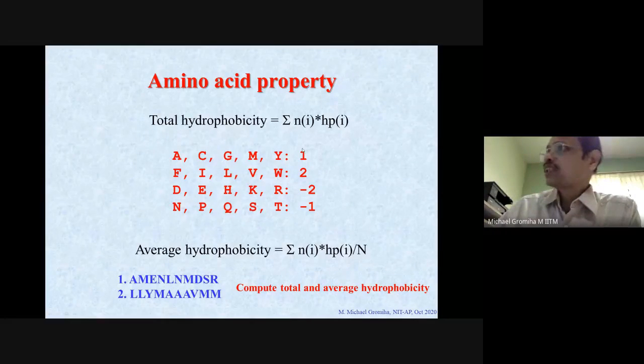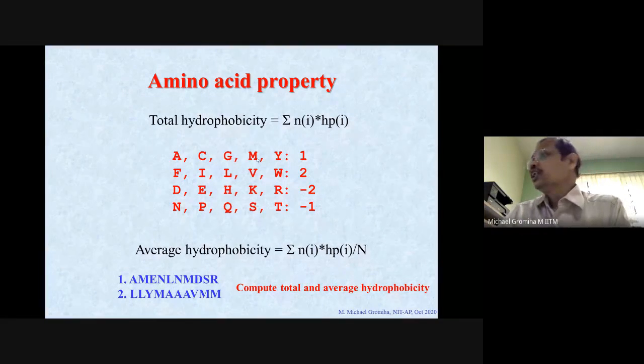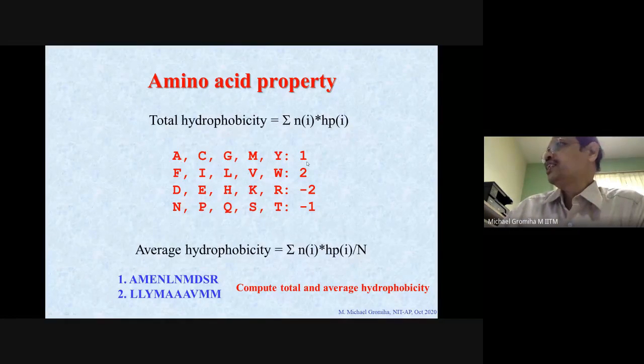So for example, take any property, here hydrophobicity. Hydrophobicity is given as n of i, that is the number of times residue i occurs, multiplied by the hydrophobicity of that particular residue. So take the summation over i equal to 1 to 20, and you will get a total value. Here I put A, C, G, M, Y as 1; F, I, L, V, W as 2; D, E, H, K, R as minus 2; and N, P, Q, S, T as minus 1.